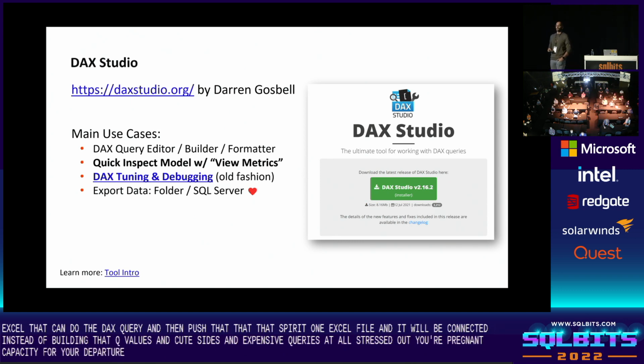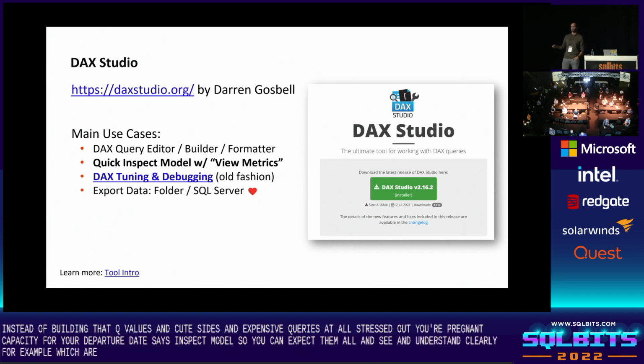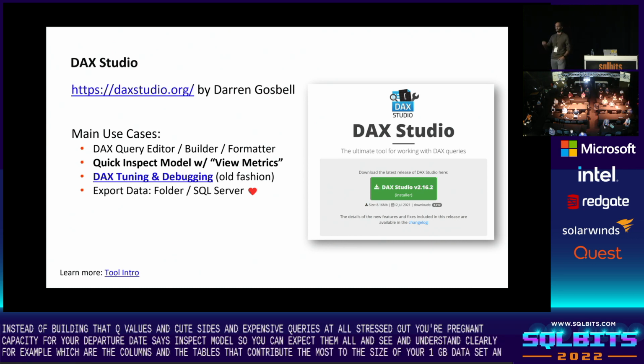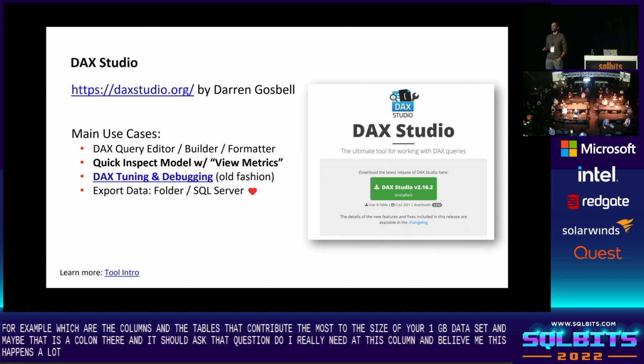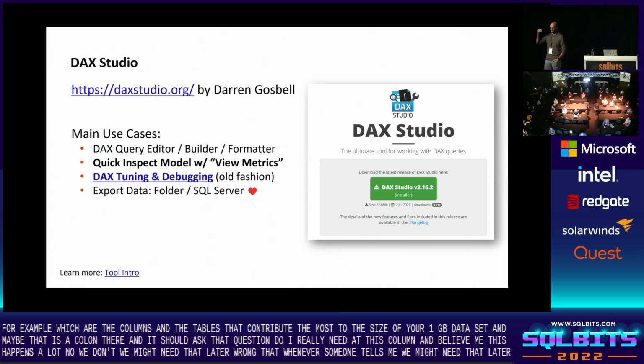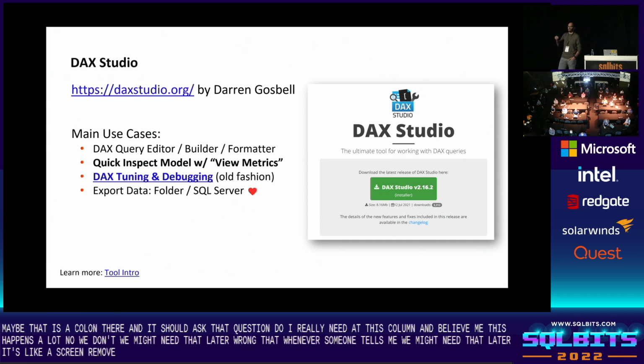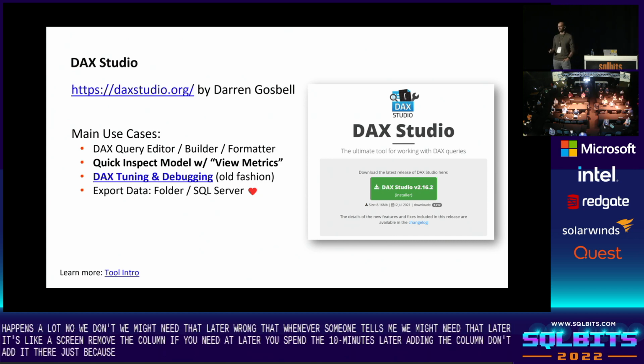The quick inspect model lets you inspect the model and clearly understand, for example, which columns and tables contribute the most to the size of your 1 gigabyte dataset. And maybe there is a column there, and you should ask the question: do I really need this column? And believe me, this happens a lot. No, we don't. We might need that later. Wrong. Whenever someone tells me we might need that later, it's like a scream. Remove the column. If you need that later, you spend 10 minutes later adding the column. Don't add it there just because you might need it later.